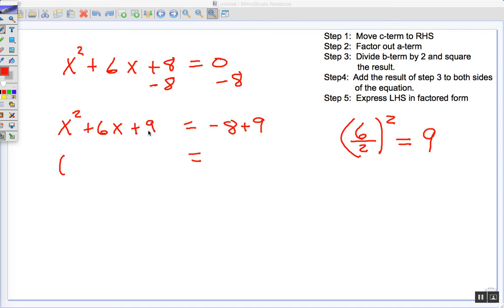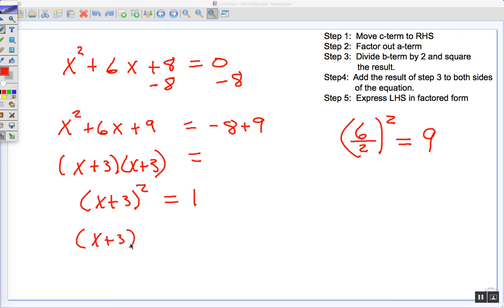What two numbers, when multiplied, give me 9, but when added, give me 6? Well, (x plus 3) times (x plus 3). It's not a coincidence that these are the same. That's going to happen each and every time, and that's why it's okay to just write it as (x plus 3) squared is equal to 1. So if we wanted this in vertex form, we could just move that 1 back over. So now we can see that our vertex is (-3, -1).